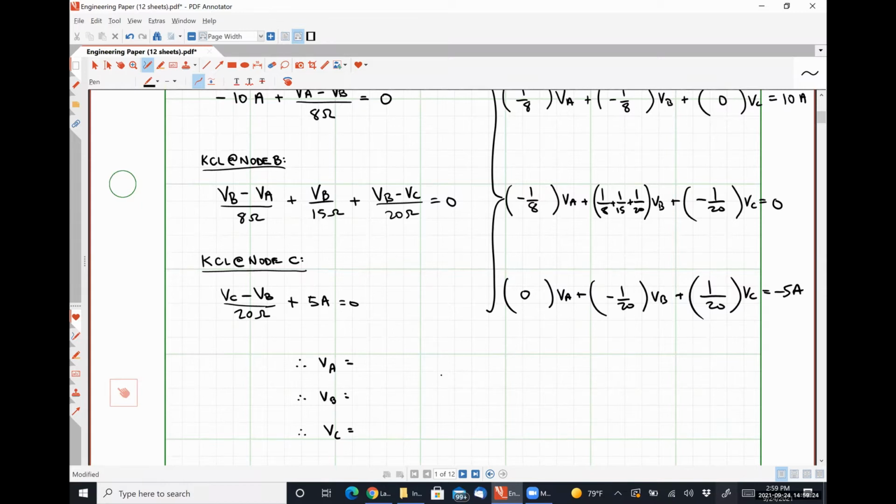Has anybody managed to solve this system yet? What did you get for VA? 155 volts. That is also what I got. Would a third person care to confirm his results? All right. What did you get for VB? 75 volts. All right. Same as I got. And then for VC, -25 volts. Okay. Also what I got.